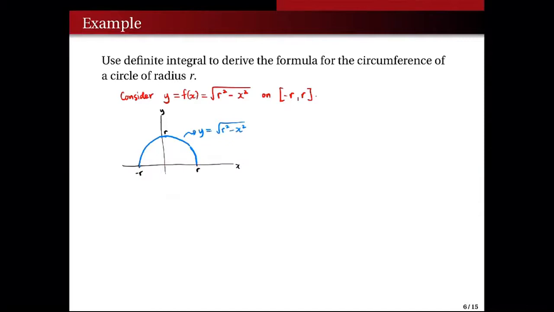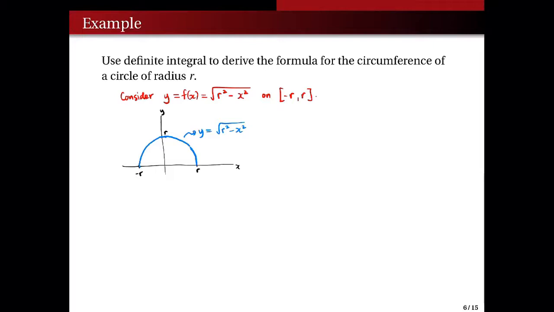So this function is smooth on the interval negative r comma r. So just believe that this is smooth. In fact, all you need to do is to find the derivative and check that the derivative exists. And furthermore, check if the derivative is continuous on the interval negative r to r, the open interval, of course.